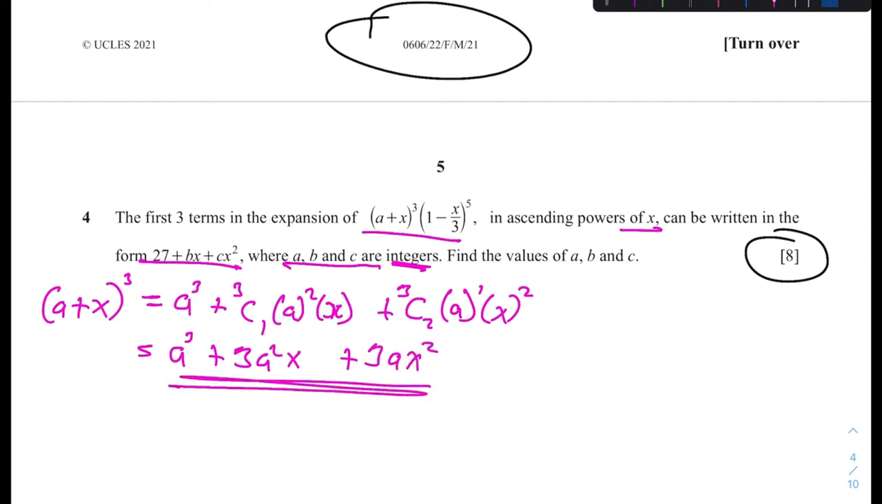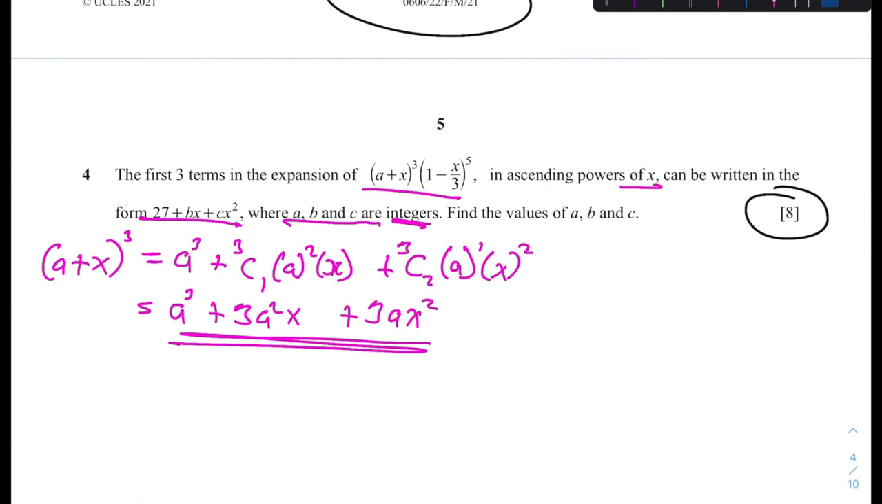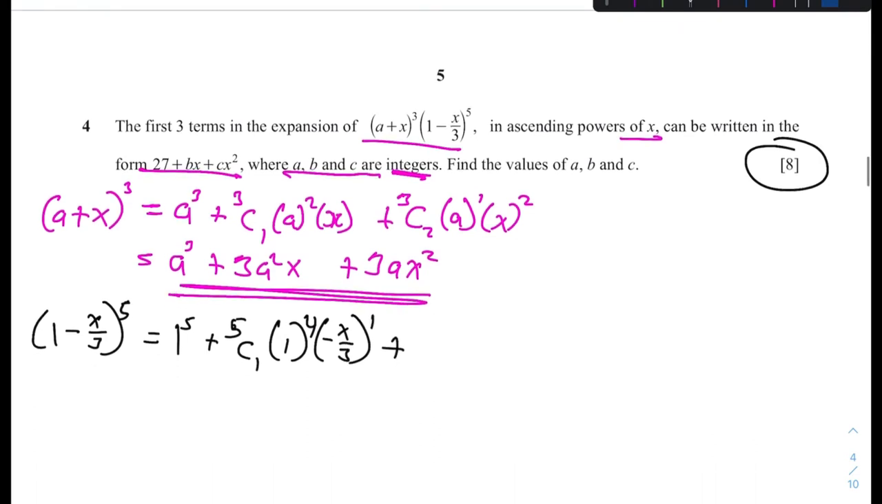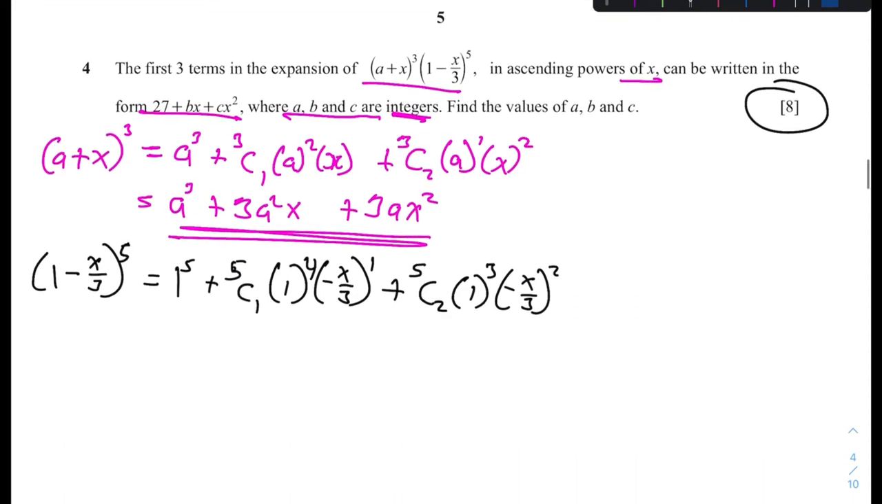Okay, so this is your first 3 terms of the first one. Now let's look for our first 3 terms of (1 minus x over 3) to the 5th power. So that's 1 to the power 5, then you have 5 combination 1, 1 to the power 4, negative x over 3, 1. Okay, and then we have 5 combination 2, 1 to the power 3, negative x over 3 squared. Now this will give us 1, 5, and then the next one is this.